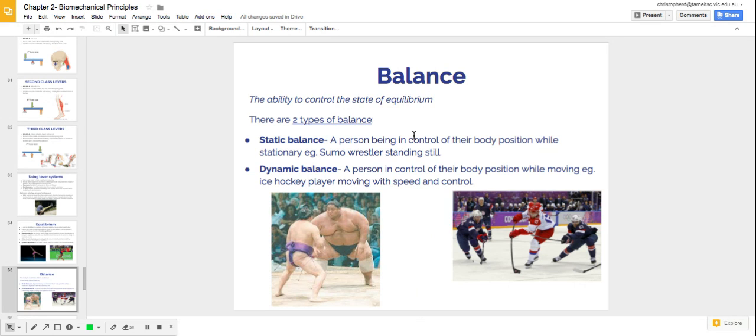We move on to balance, which is the ability to control the state of equilibrium. Static balance is one of our types, which is a person being in control of their position while they're stationary. We think about a sumo wrestler, standing still and able to hold their position. Dynamic balance is when a person is in control of their position while they are moving. Think about an ice hockey player controlling movement with speed and control, a basketball player while they're running and jumping, or a netball player as well.